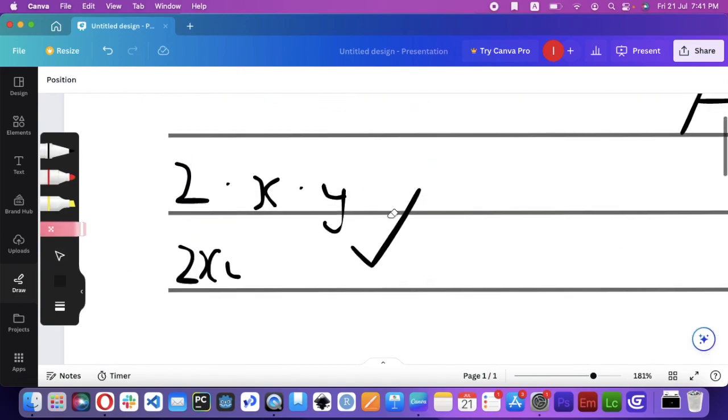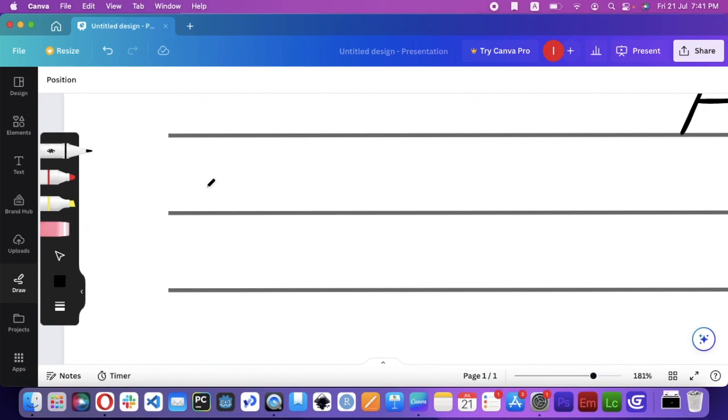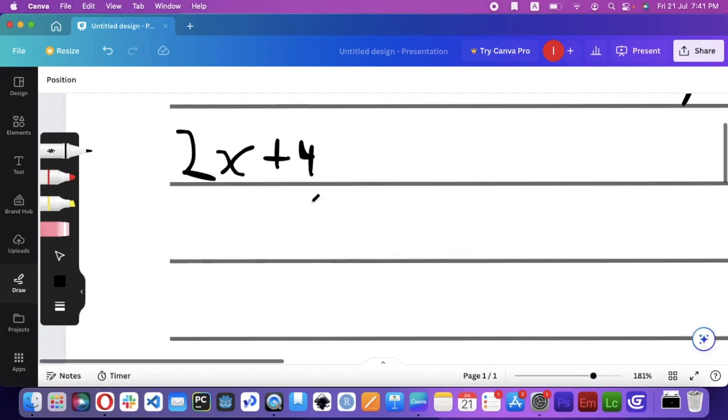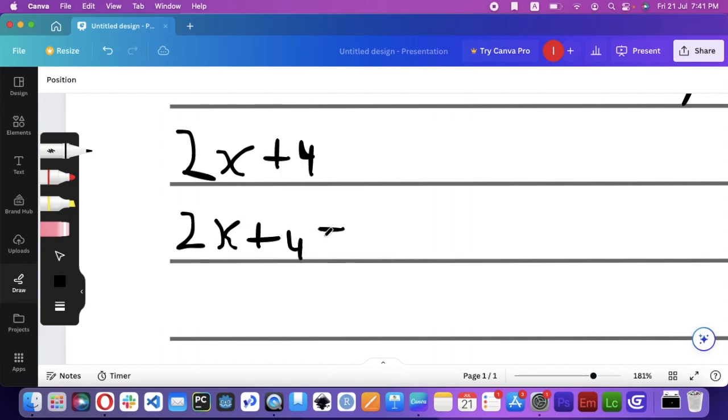Anyways, so the different types of algebraic formulas are expressions and equations. Expressions are algebraic formulas without the equal sign, like this one, 2x plus 4. But equations are with the equal sign, like 2x plus 4 equals 10. In this tutorial, we're going to be learning how to solve expressions.